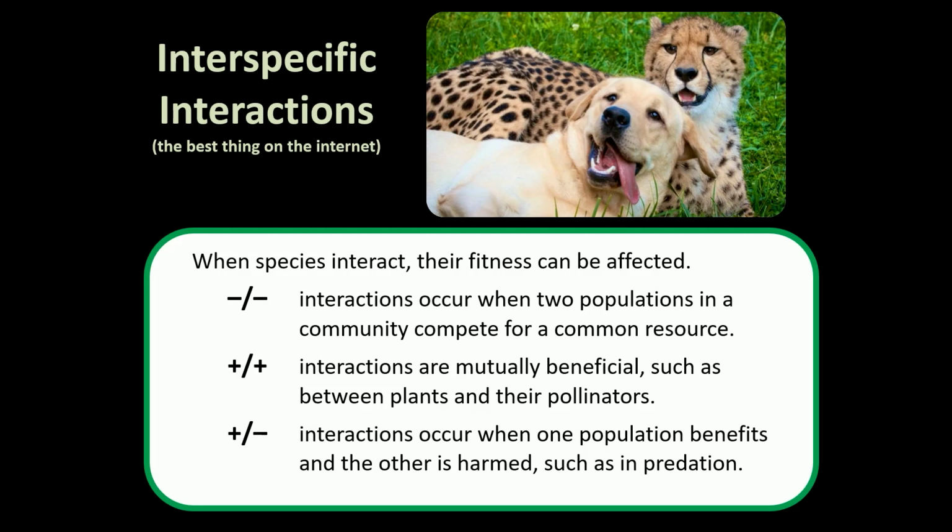There are also interactions which are positive, negative. So, for example, predation. When one animal eats another, that is a positive negative interaction. The fitness of the predator is going to be increased because they just got some food. The fitness of the prey is going to be decreased because they were just eaten.